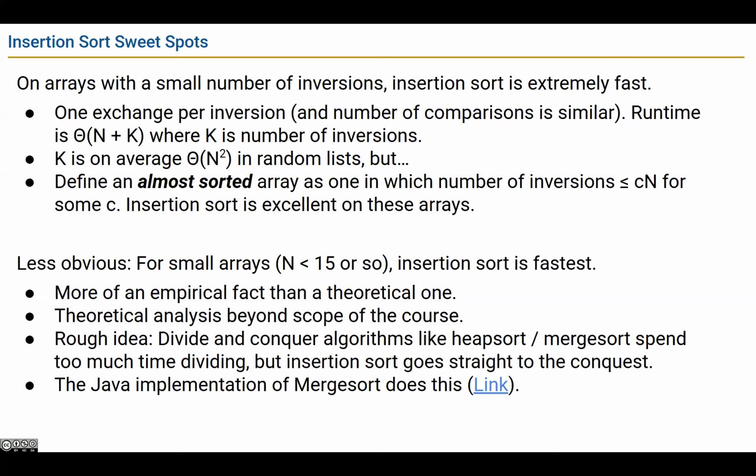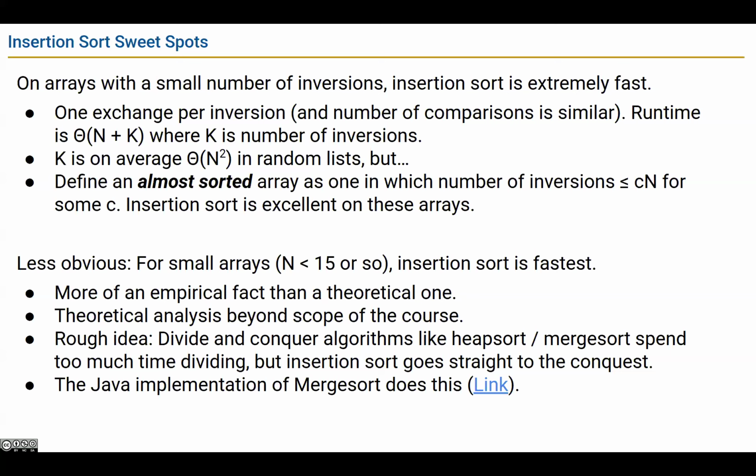So if you have an almost sorted array, though, which has about n inversions, then insertion sort is actually going to be really fast. It's going to be able to run really quickly because the number of inversions is so low. Now, a less obvious fact is that insertion sort is actually really fast for small arrays.